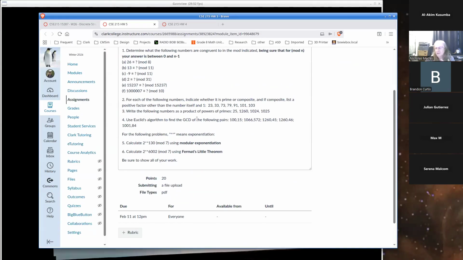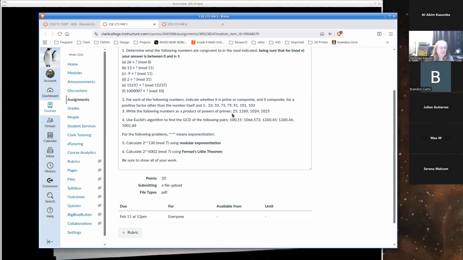Second question, just about primes and composites. You don't have to prove anything. Just tell me if the number's prime, just say it's prime. If it's composite, give me one factor other than itself and one. You don't have to do all the factors for number two, just give me one factor.